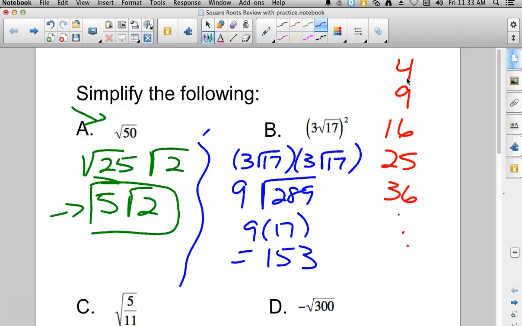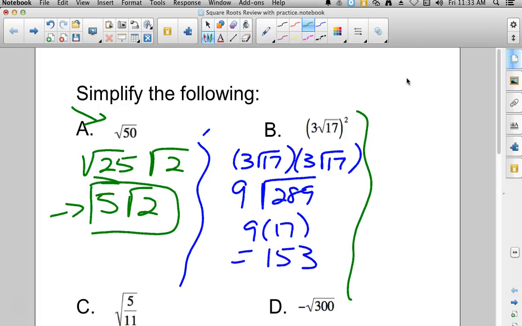The other way is by looking at the 3 square roots of 17 squared and saying to yourself, self, I think when there's no pluses or minuses in there, I can distribute that power. If it's pure multiplication or division, we can distribute this power. So that would make it 3 squared times the square root of 17 squared.